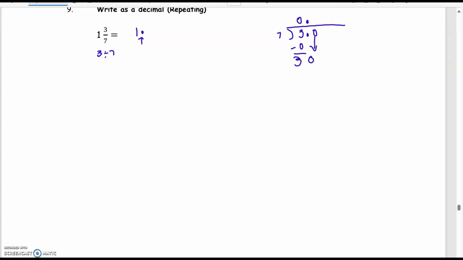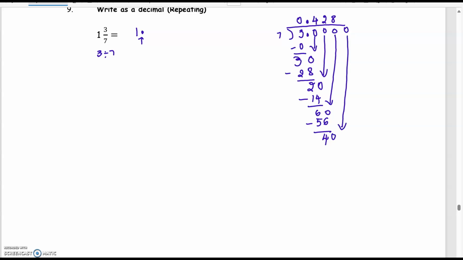Adding any number of zeros is fine. 7 3s are 21. 7 4s are 28. 7 goes 4 times into 30, and it's a remainder of 2. You get 2 when we subtract, and then bring the next 0 down. 7 times 2 is 14. Subtract to get a 6. 7 times 8 is 56. Subtract to get a 4.